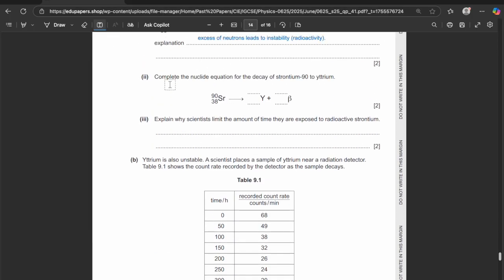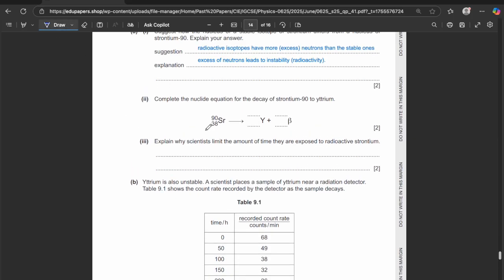To complete the nuclear equation for the decay of strontium-90 to yttrium. So this is beta decay. Beta is just an electron, so -1, 0. And equations have the same number on both sides. So 90 plus 0 is 90, and then 39 minus 1, 38.